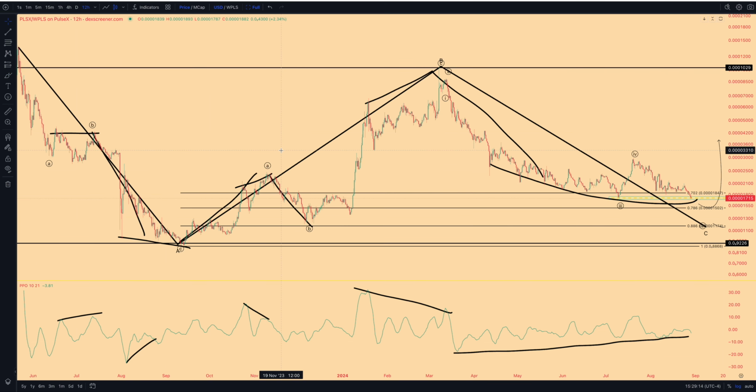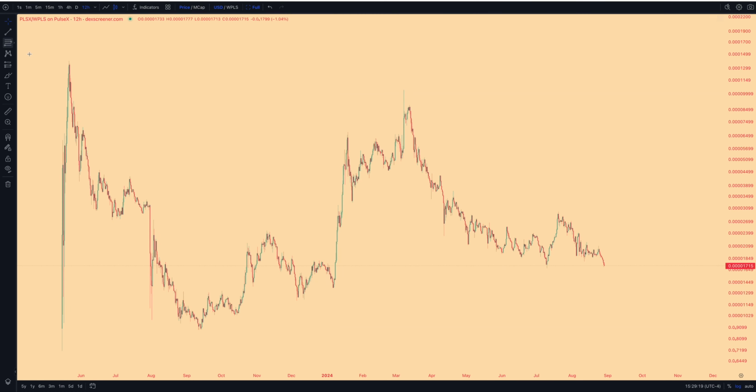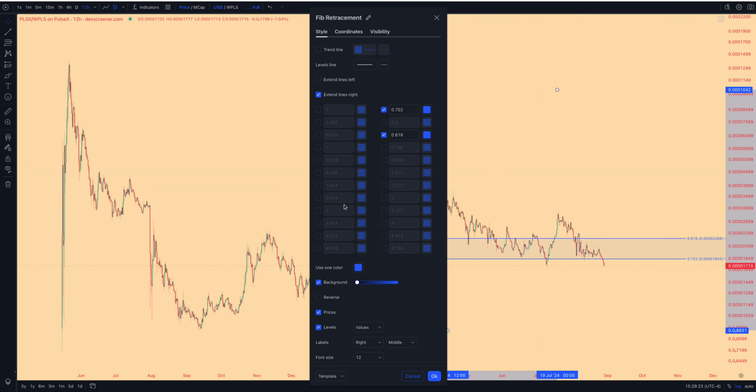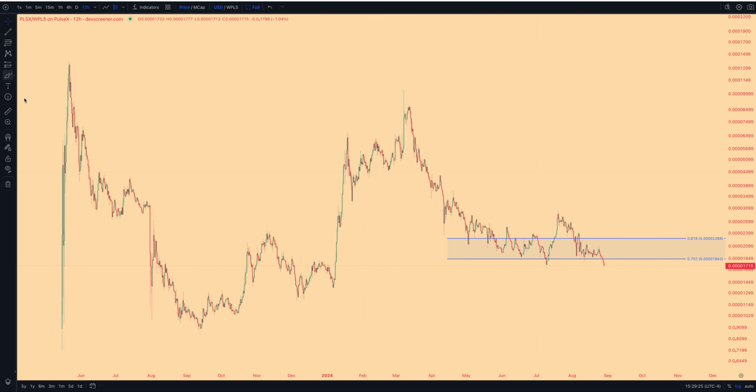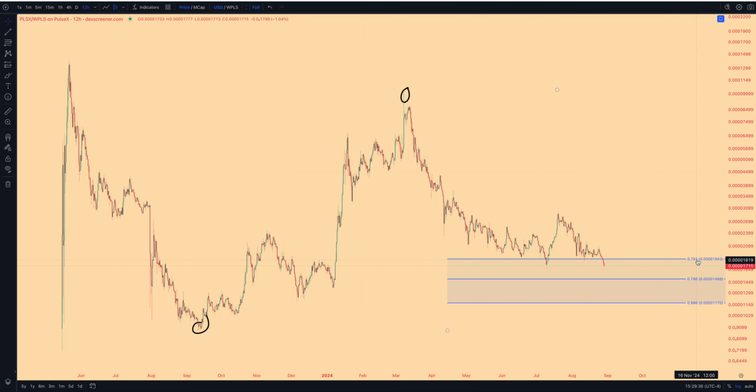Okay, so it looks like the ecosystem is coming very close to a bottom. I would be expecting a bounce at the 78.6 to 88.6% fib. All I did to find these fibs was I took a fib from this low here up to this high, and you'd want to look for a bounce to come in at the 78.6 and the 88.6% fib.